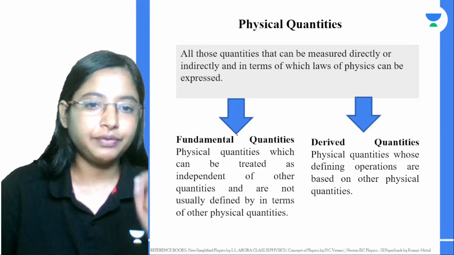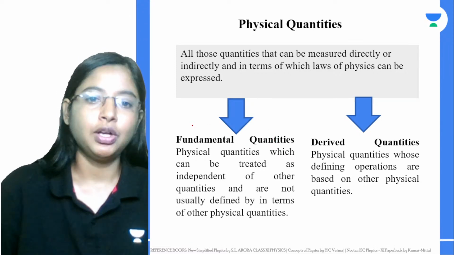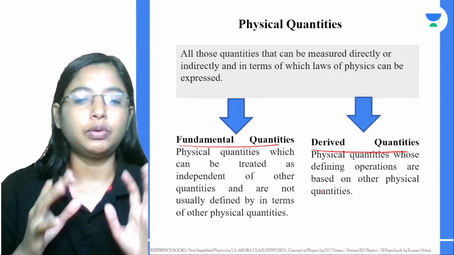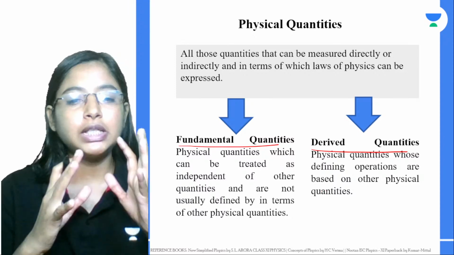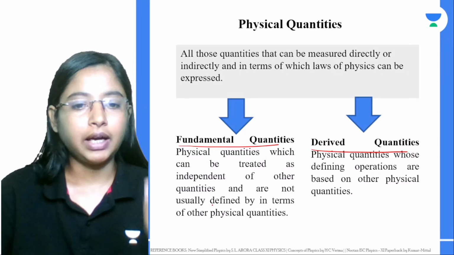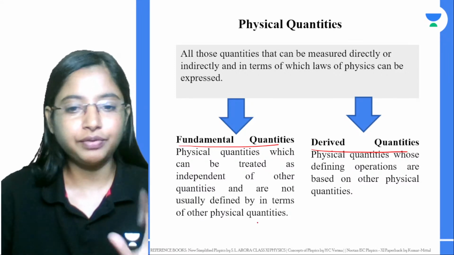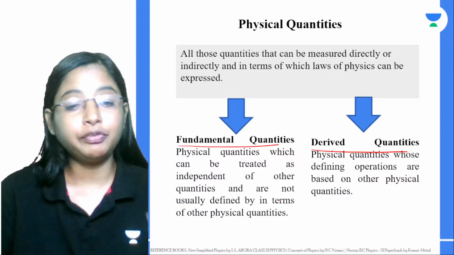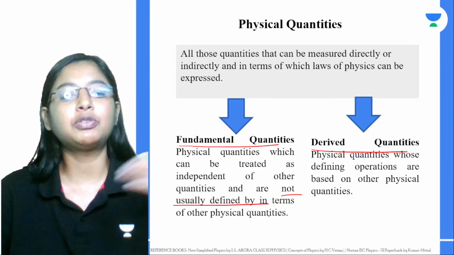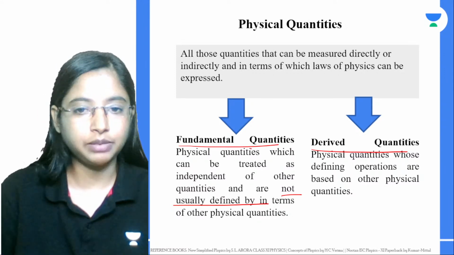Okay, and these physical quantities are of two types. One is a fundamental quantity, another one is a derived quantity. Now, physical quantities which can be treated as independent of other quantities, and are not usually defined in terms of other physical quantities, are called fundamental quantities.